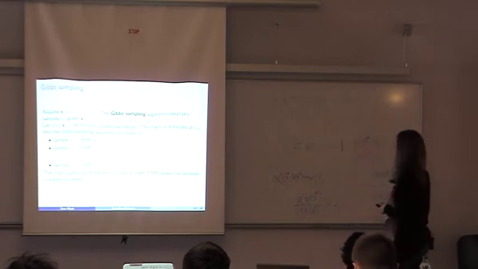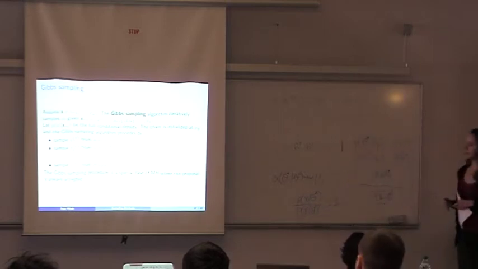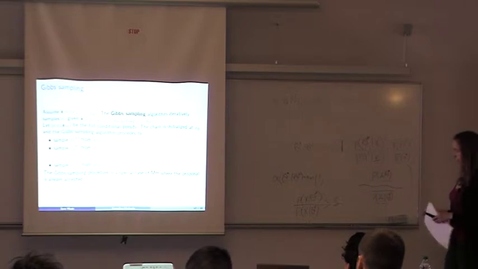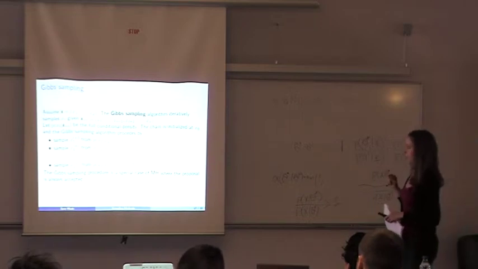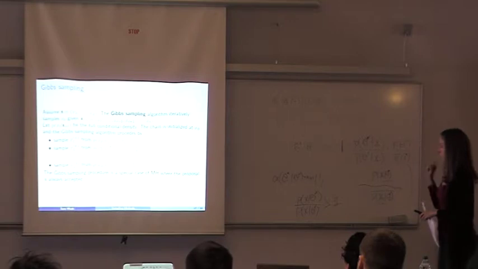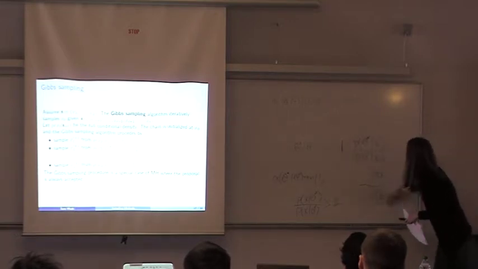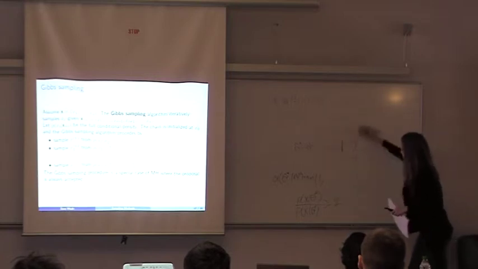And the last algorithm we saw was Gibbs sampling. Gibbs sampling is actually a Metropolis-Hastings algorithm. We didn't show this yesterday, so I'm going to show this real quick just to clear up any confusion.